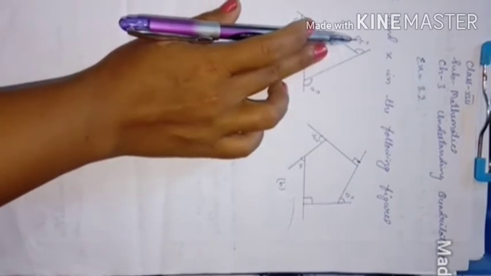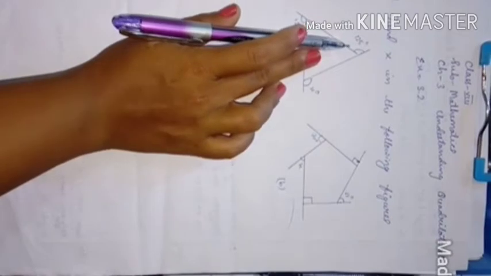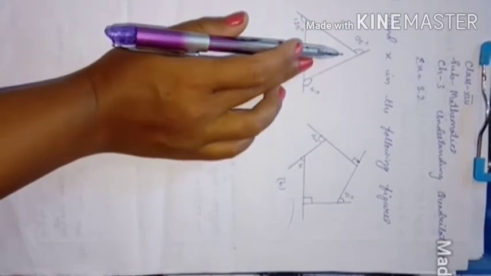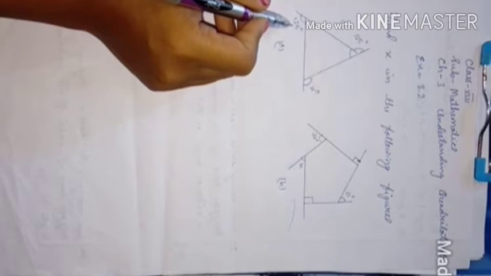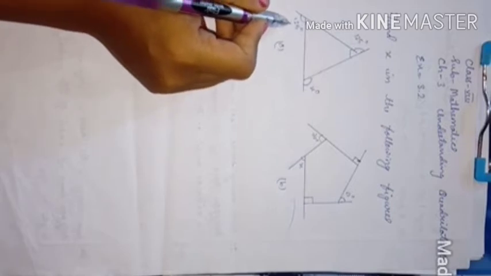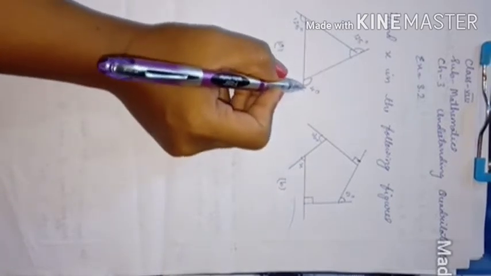Here it is given 125. And this angle is what? Exterior angle or interior angle? This is an exterior angle, isn't it? Because this is outside, so this is interior and this is exterior. And here also you can see the exterior angle is given, how much? 125, and x is also an exterior angle.